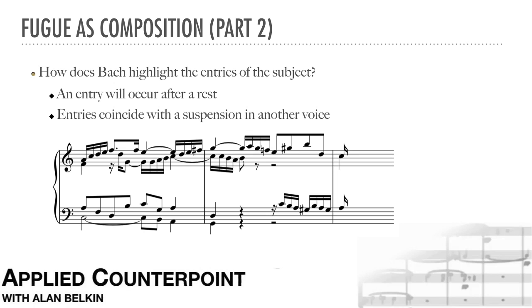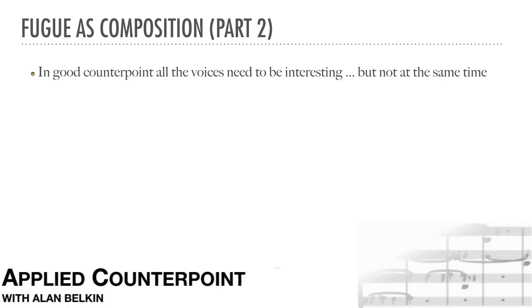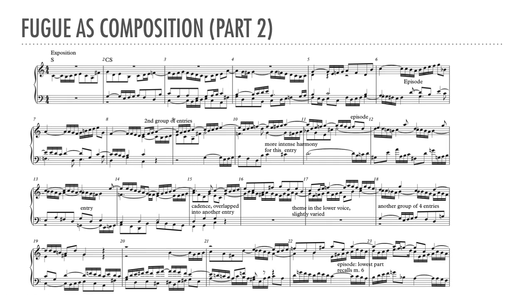These are ways to ensure that discussion around the fugue's material remains coherent and interesting. Remember, in good counterpoint, all the voices need to be interesting, but not at the same time. Focus is critical. We're aiming at an intense discussion, not at everyone yelling at once. Now let's see how the larger formal waves in this fugue are structured. The two main elements we will focus on here are the harmony and the texture.